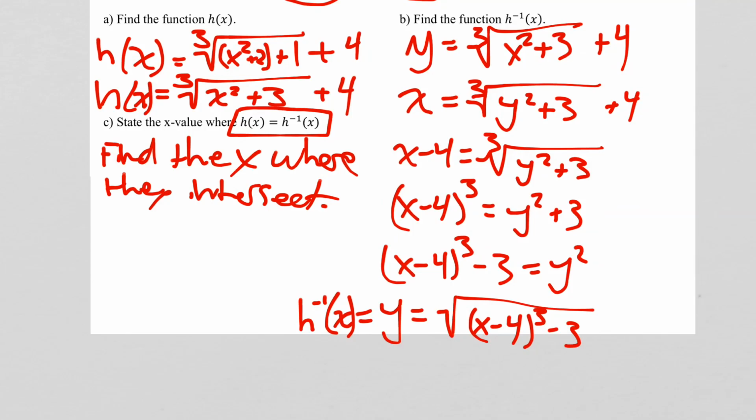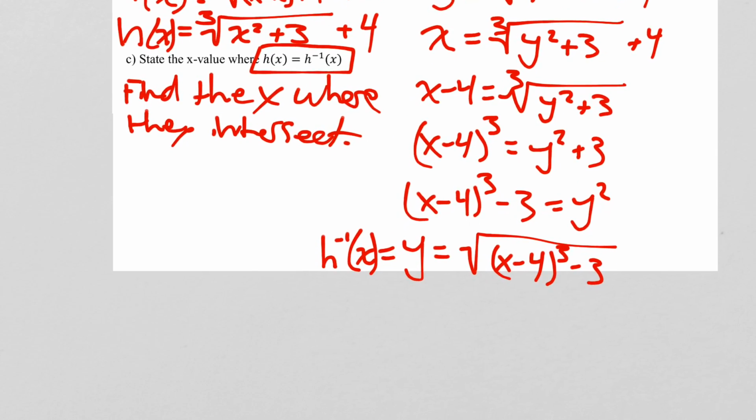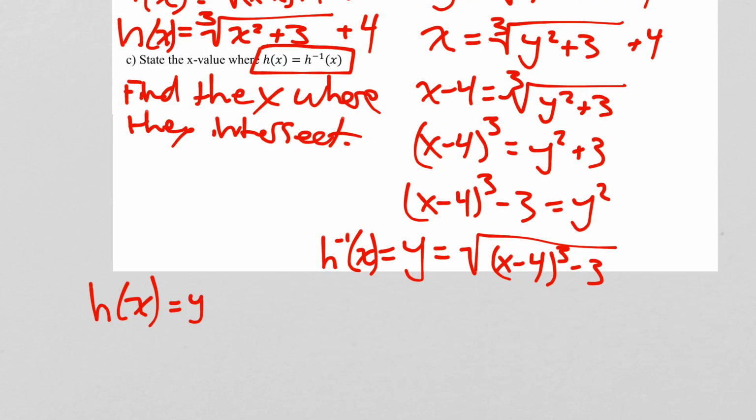Find their intersection point. If you're on an old school calculator, how do you do this? H of x, I would enter that as, let's call that y1. Let's say y1 equals, I would open a parenthesis. I would say x squared plus 3. I would close my parenthesis. I would do caret, the power of 1/3 like that, and then I would do plus 4.